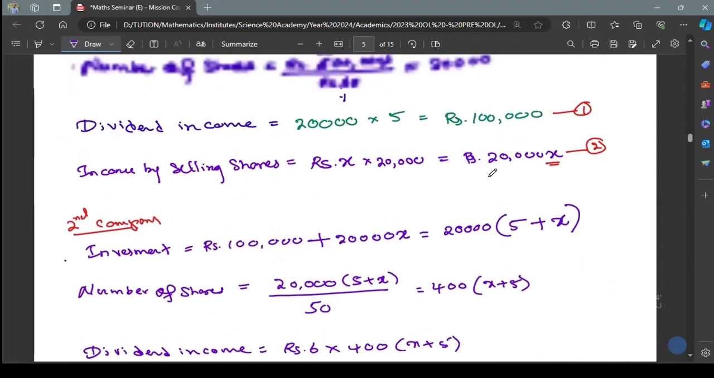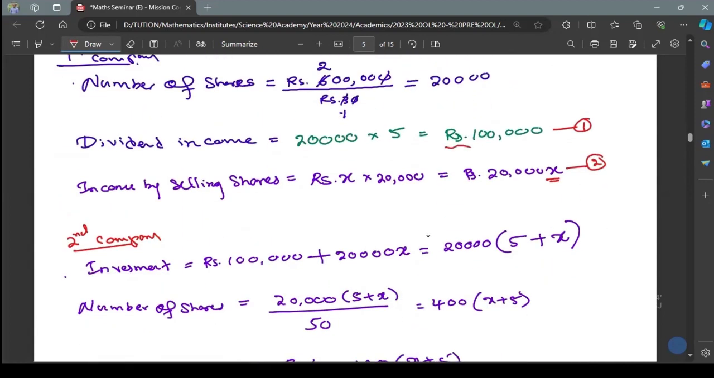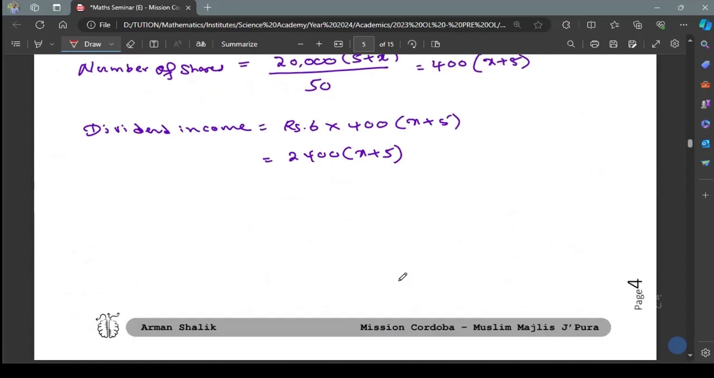Now come back to this part. Here see, they say that the dividend income you receive from the second company is actually 20,000 rupees more than the amount you receive from the first company. So the dividend income from the first company is 100,000. So I'm going to write the relationship: the amount you receive from the first company as the dividend income, 20,000 rupees more than that, is what you are earning from the second company. So this is the dividend income from the second company.